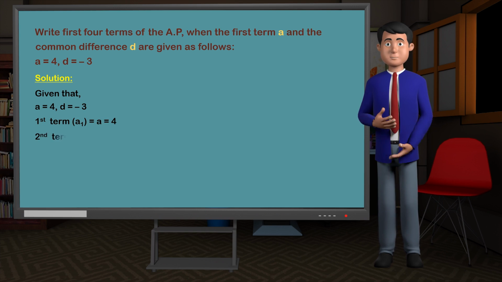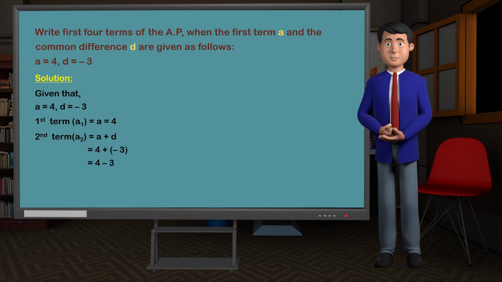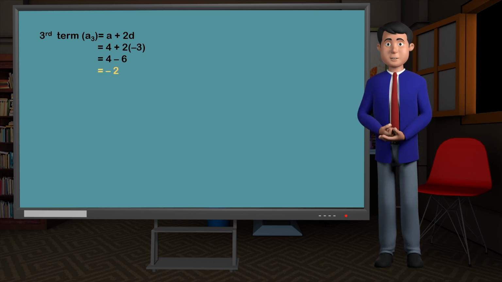Second term A2 is equal to A plus D. Substituting the values of A and D, we get 4 plus of minus 3, that is equal to 4 minus 3, that is equal to 1. Third term A3 is equal to A plus 2D, that is equal to 4 plus 2 into minus 3, that is equal to 4 minus 6, that is equal to minus 2.